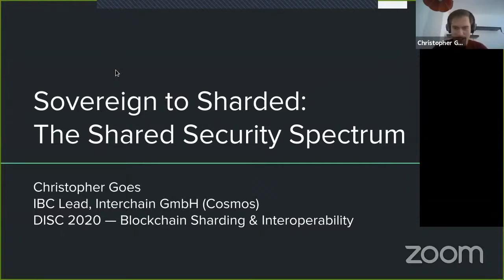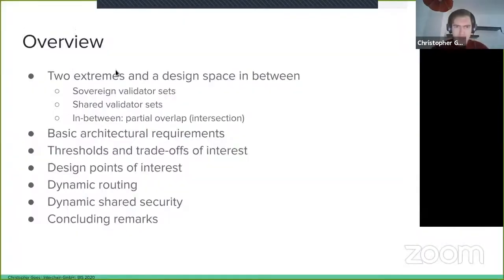the shared security spectrum. So I work at Cosmos on IBC, or the Inter-Blockchain Communication Protocol, which has been more or less recently finished and is now in final testnets prior to deployment. But what I'm going to talk about now is a little bit different.